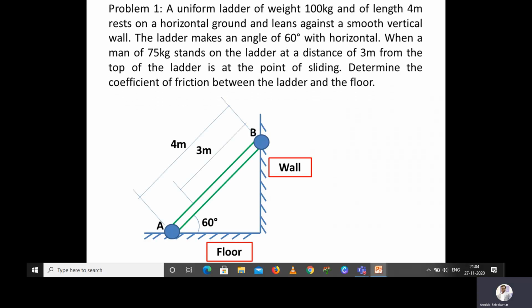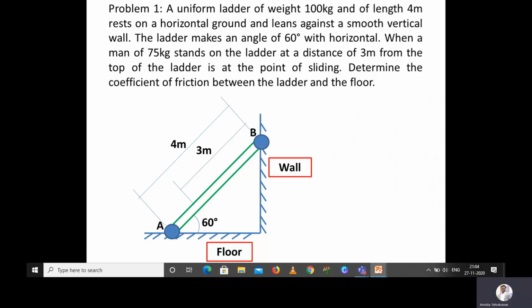So the given problem is: a uniform ladder of weight 100 kg and of length 4 meter rests on a horizontal ground and leans against a smooth vertical wall. The ladder makes an angle of 60 degree with horizontal. When a man of 75 kg stands on the ladder at a distance of 3 meter from the top, the ladder is at the point of sliding. Determine the coefficient of friction between the ladder and the floor.